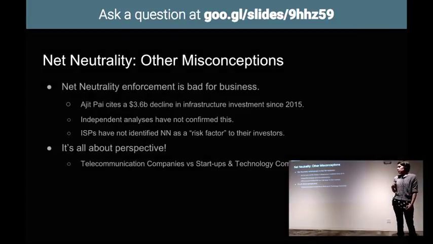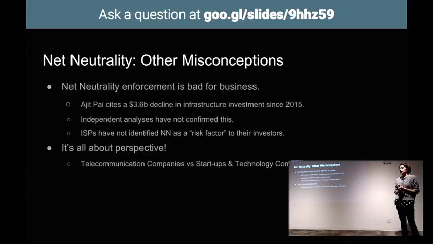The next misconception I want to address is that net neutrality enforcement is bad for business. This is one of the biggest misconceptions. Ajit Pai, the current FCC commissioner, cites a $3.6 billion decline in internet infrastructure investment between 2004 and 2016 as one of the main reasons he wants to repeal net neutrality, because net neutrality regulations were passed in 2015.